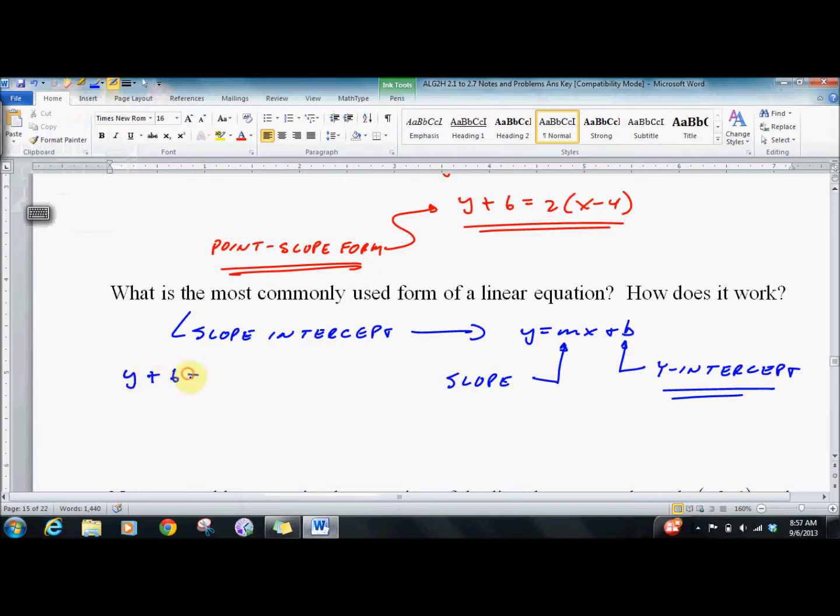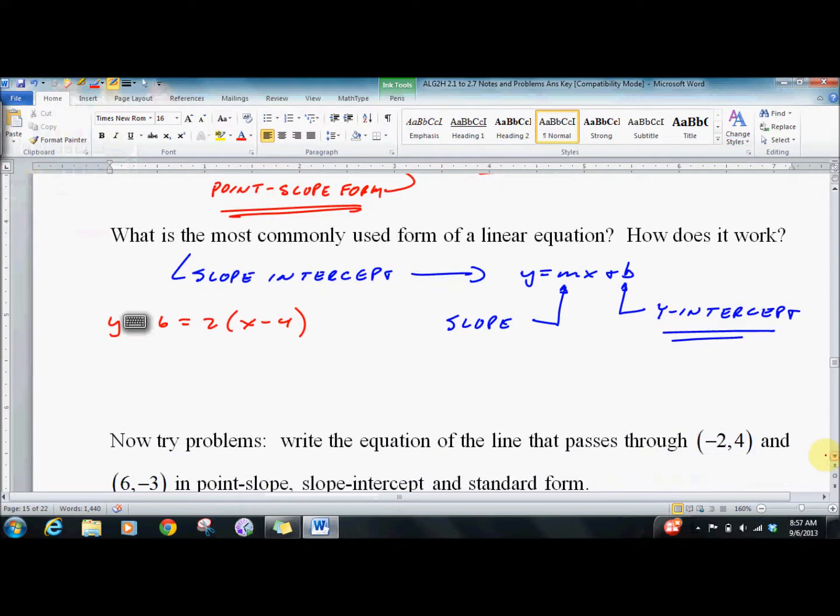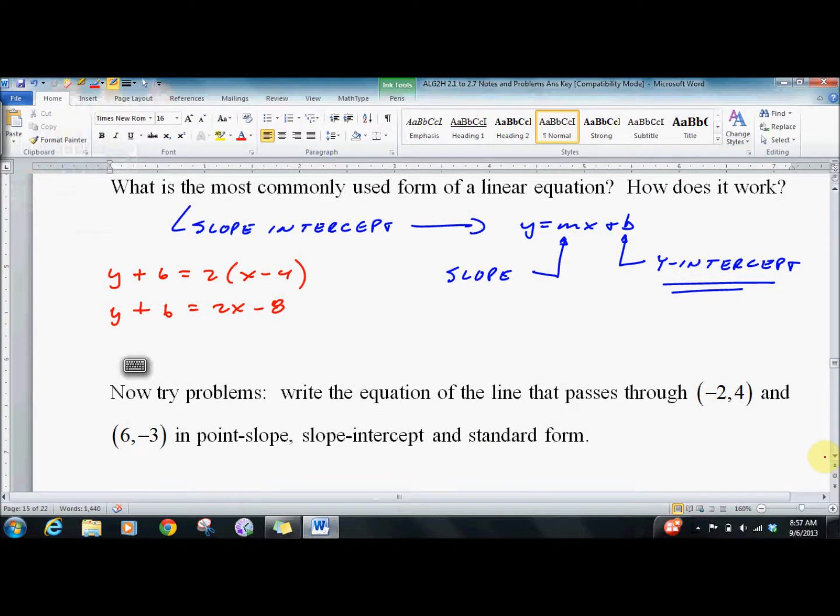So let's take the equation directly above. Y plus 6 equals 2 times x minus 4. We'll distribute first. Y plus 6 equals 2x minus 8. Subtract 6. Y equals 2x minus 14.